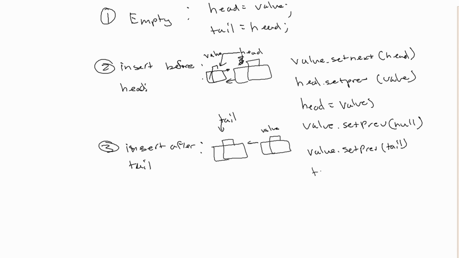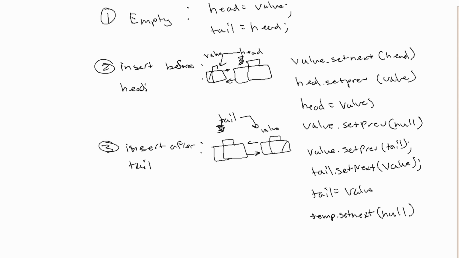After we do this, we are going to do tail dot set next. And what are we setting it next to? Well, we want to create a link here, so we're going to set next to value, so it links it to that node. And then after we do this, we want to reassign tail to be value, so we're just going to do tail is equal to the value. And lastly, we want to make this value null because it's not pointing to anything this way, so we are going to do temp dot set next, and we're setting the next pointer to null. So those are 3 scenarios there.